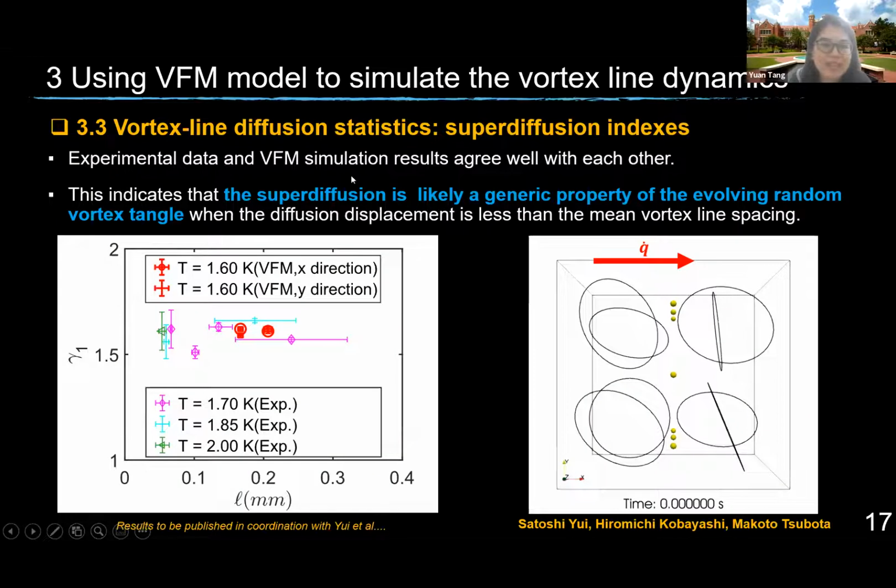We are also conducting other simulations for other counterflow velocities and temperatures, and more results will come in the future. We then calculated the superdiffusion indexes from the experimental and simulation results in this figure. Those results agree well with each other and look independent of the temperatures and heat fluxes. This indicates that the superdiffusion is likely a generic property of the evolving random tangle.